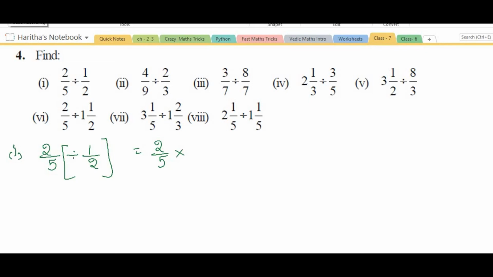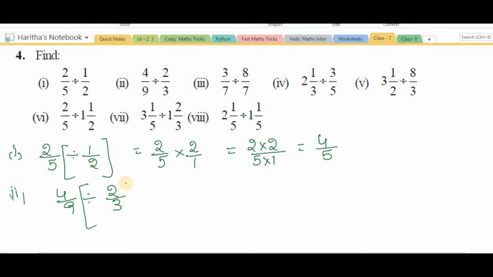So the reciprocal of 1 by 2 is 2 by 1. As there are no cancellations in numerators and denominators, simply multiply numerators and denominators. 2 2s are 4, 5 1s are 5.